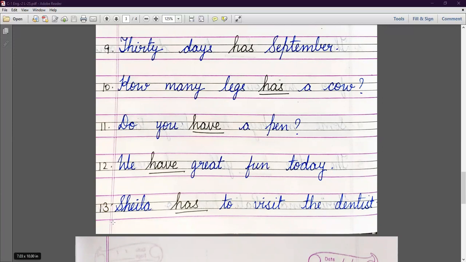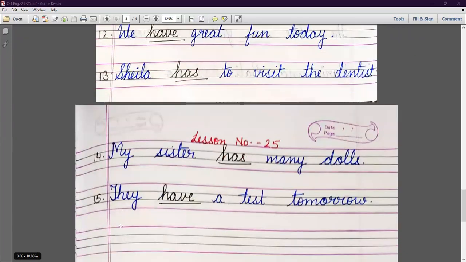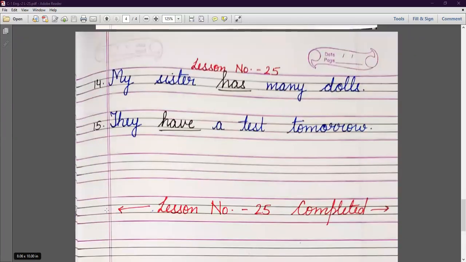Thirteenth, Sheila has to visit the dentist. Fourteenth, my sister has many dolls. Fifteenth, they have a test tomorrow.